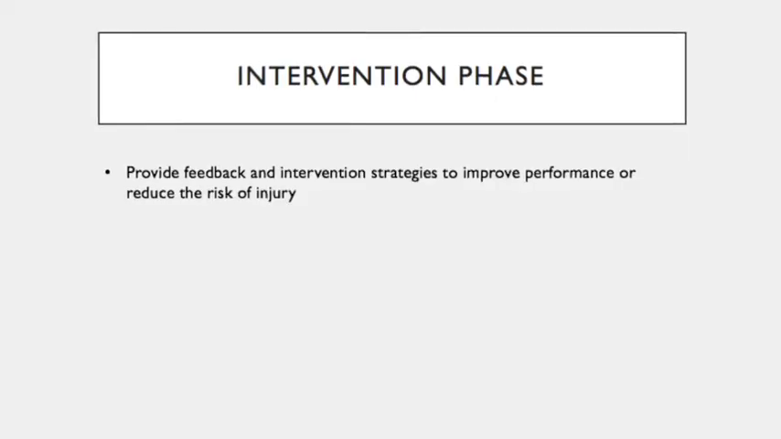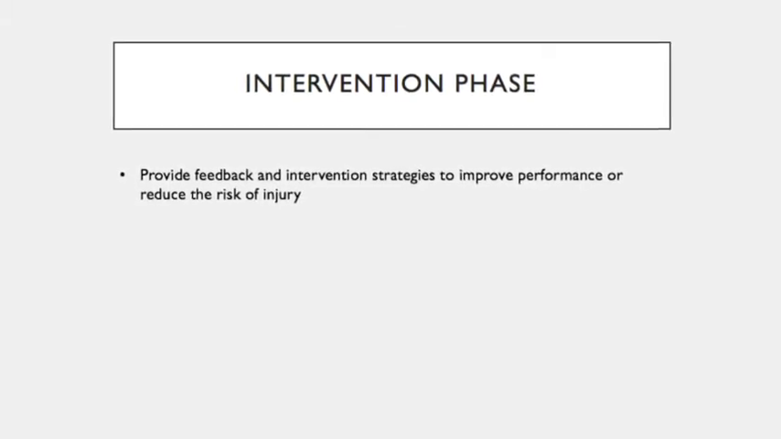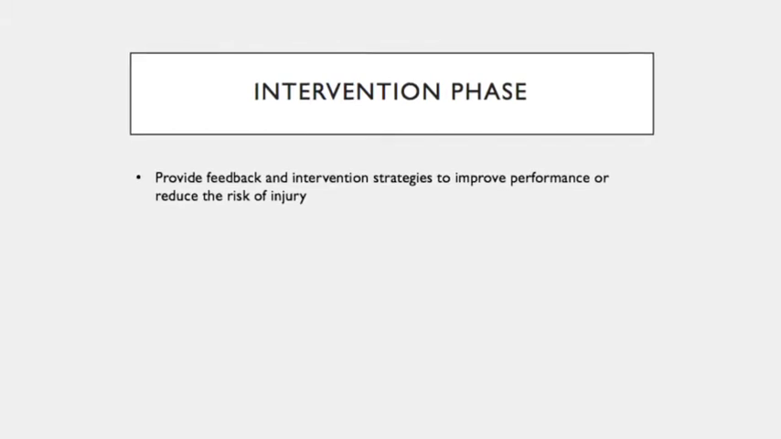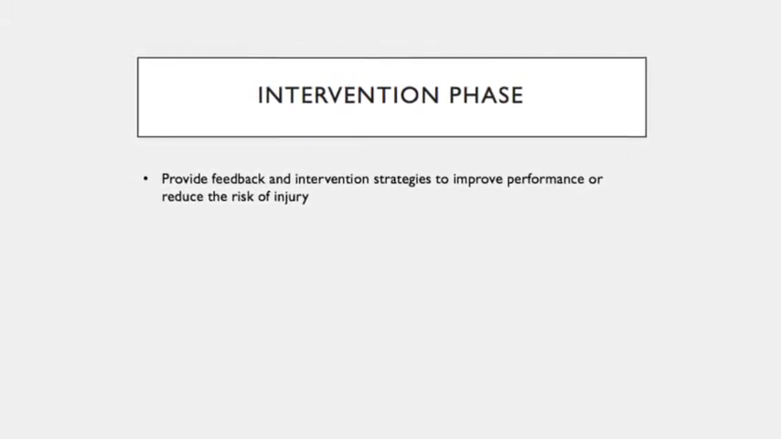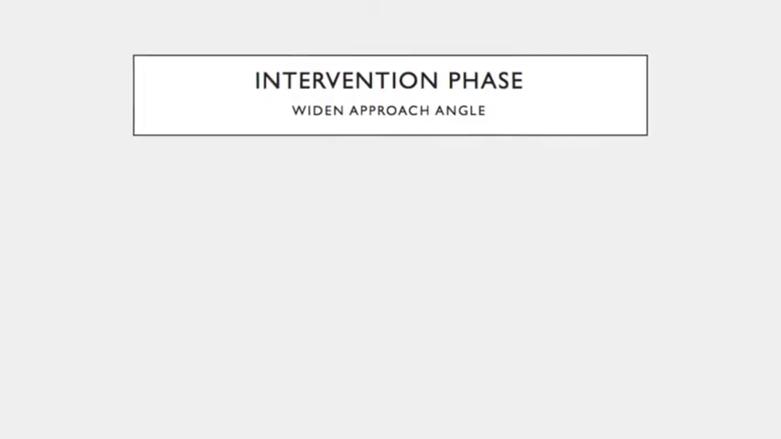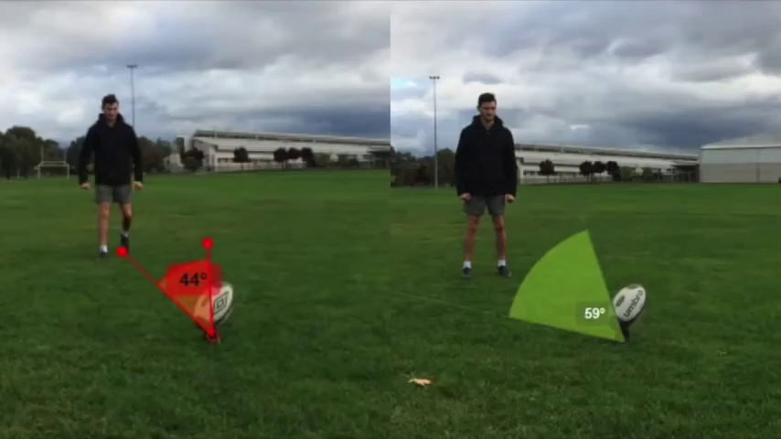The final phase of a human movement analysis is the intervention phase, which requires appropriate feedback and intervention strategies to the individual to either improve their performance or reduce the likelihood of injury. One intervention I would apply would be to widen the approach angle. By having a wider and straighter approach to the ball, this will reduce the twisting motion on Michael's support leg. By minimising the twisting motion, this will reduce the likelihood of injury to Michael's knee.